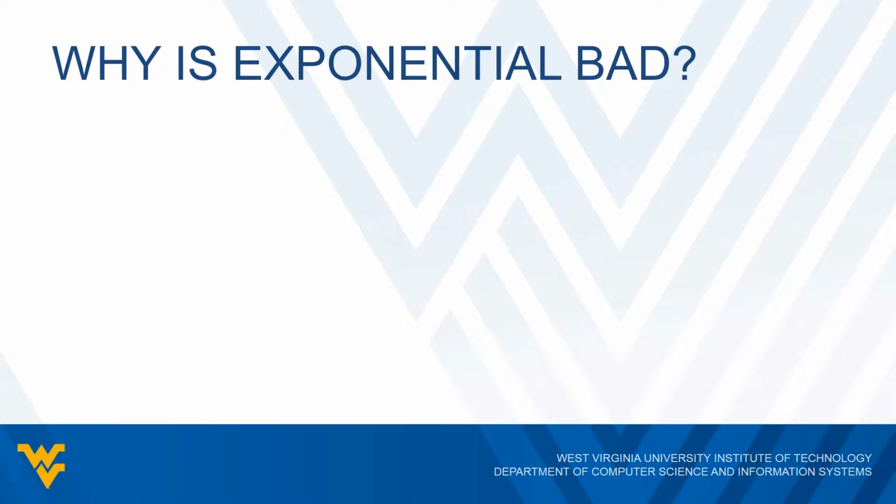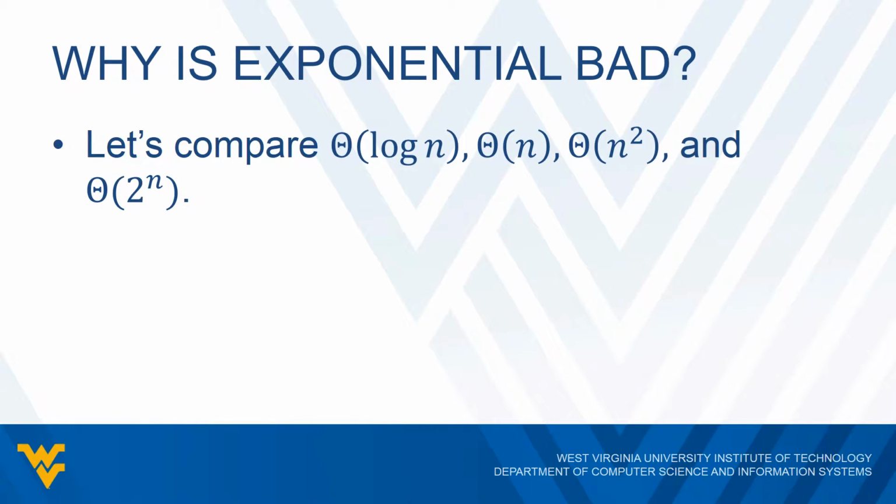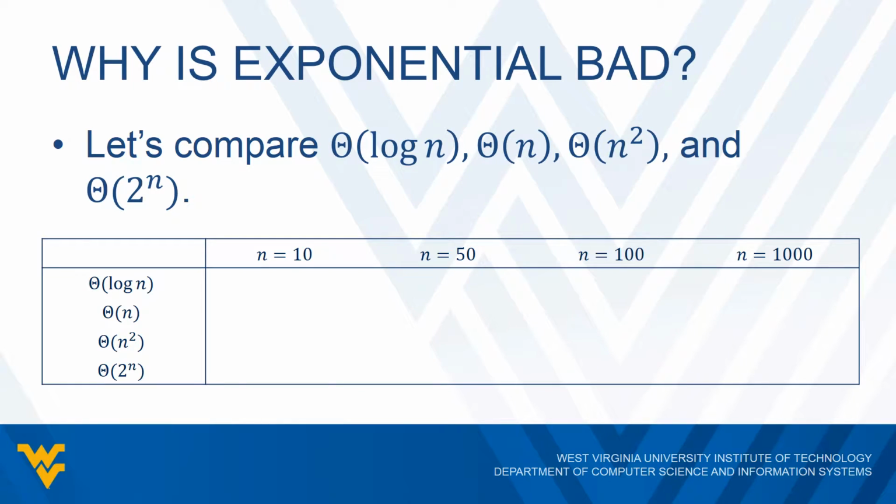Well, let's just do some comparisons. Let's compare theta of log n, theta n squared, and theta 2 power n, and let's just see how bad the theta 2 power n time really is. To do that, we're going to fill out this table here with different sizes of n and just see what happens with these different running times. So we'll take a look at when n is 10, 50, 100, and 1,000.